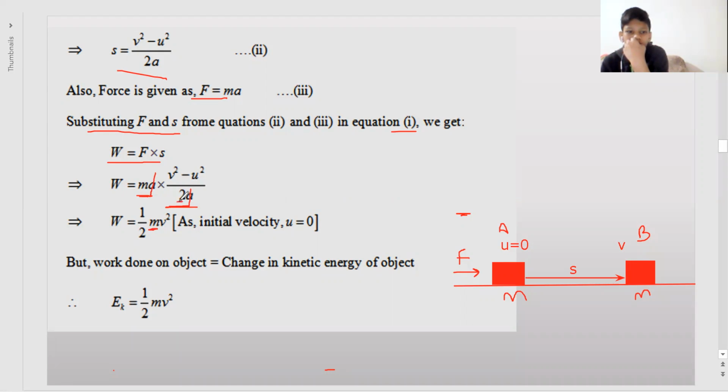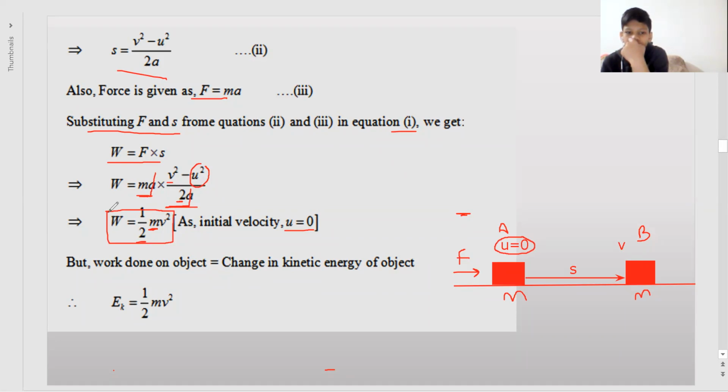We are left with 2. So 2 is written over here as half. Now what about this u square? Initially the body was at rest or stationary. It means u is what? 0. So if u is 0, we are left only with v. So our work done is now W equals half mv square.